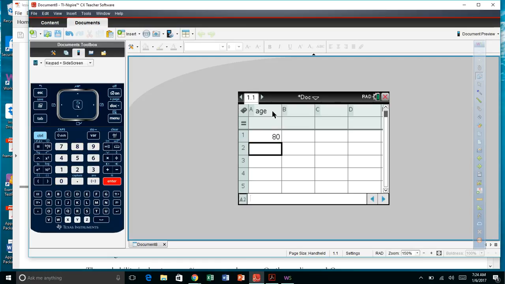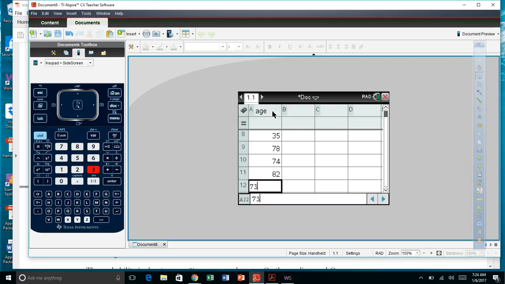80, 52, 58, 64, 70, 80, 78, 35, 78, 74, 82, 73, 80, and 80. That's supposed to be 16, and that is 16. Let's get it back up in there.